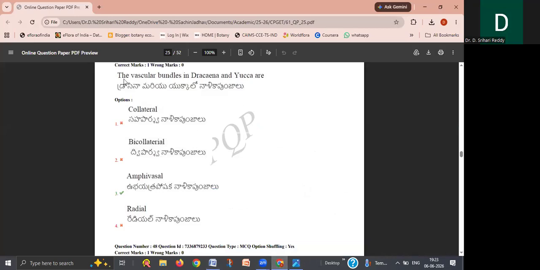So now the question is, the vascular bundles in Dracaena and Yucca are amphivasal vascular bundles, but there is a mistake here in the Telugu translation. It is called Kendrikruta Nalika Punjalu. In Telugu, these are Kendrikruta Nalika Punjalu.